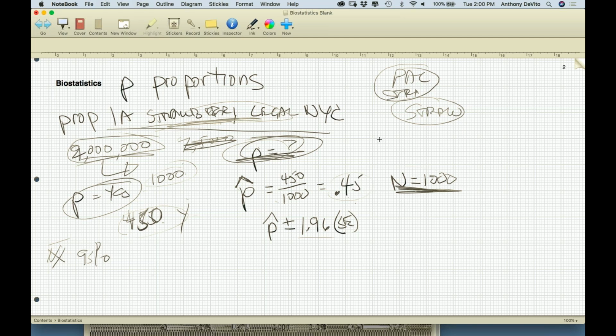very large sample. Almost always, when you're working with proportions, you're going to be working with large samples, right? Because it's just a yes or a no. It's a one or a two, right? So with proportions, you're almost always dealing with large samples.